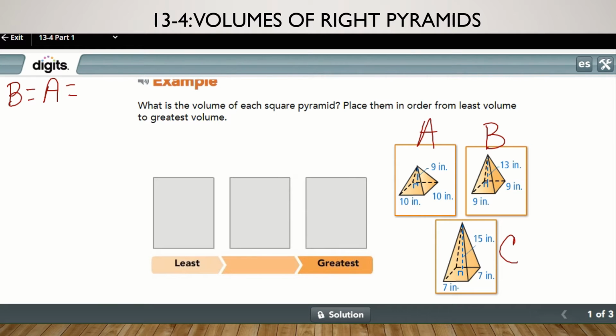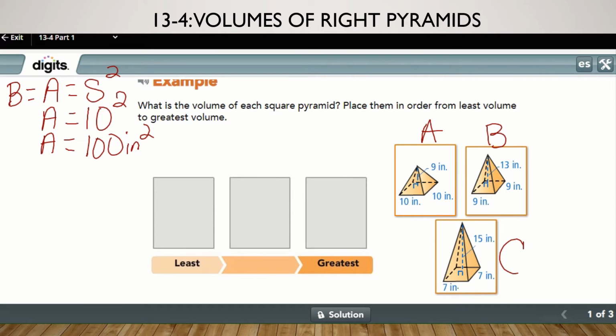Let's look at the base for A. The base of A is a square. So we're going to use side length squared. And then we're going to go ahead and substitute in 10 for the side length, and we have to square that. So the area of the base will be 100 inches squared. Now we're going to go ahead and find the volume of pyramid A. So volume equals 1/3 area of the base times the height of the pyramid.